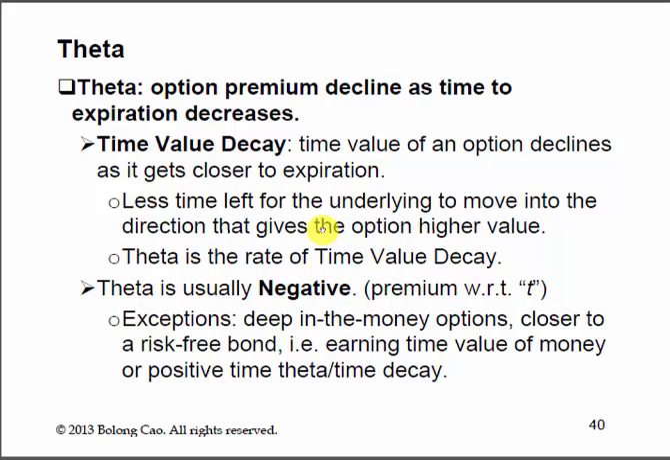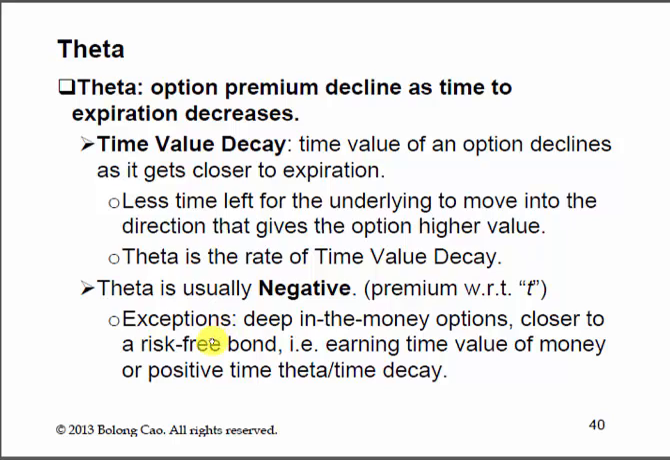Theta is usually negative, okay? It's the premium with respect to t. The lowercase t becomes bigger and bigger, the premium becomes lower and lower, because it's getting closer to capital T, the expiration date.